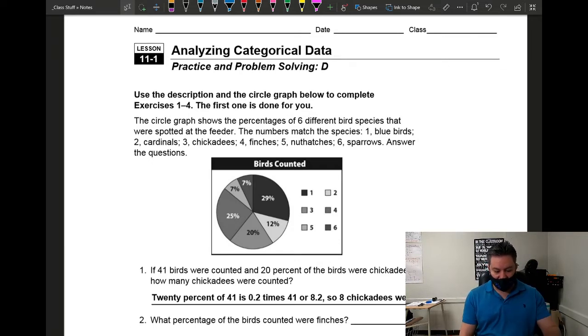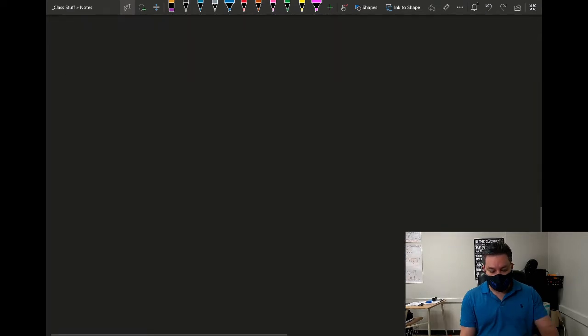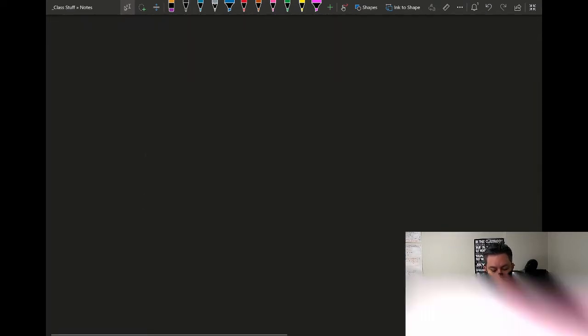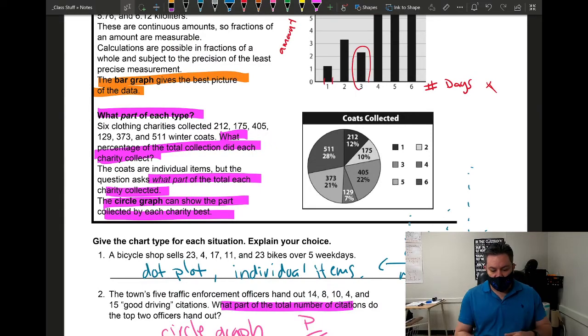And let's get started. It says, use the description and the circle graph below to complete exercise 1 through 4. The first one is done for you. And it says right here, the circle graph shows the percentage of 5 or 6 different bird species that were spotted at the feeder. Okay? Again, percentages, that's why they're using a circle graph. Just like we talked about before, right here, it says part over total or percentages. We use circle graphs. And I'll leave a link for this video right here.